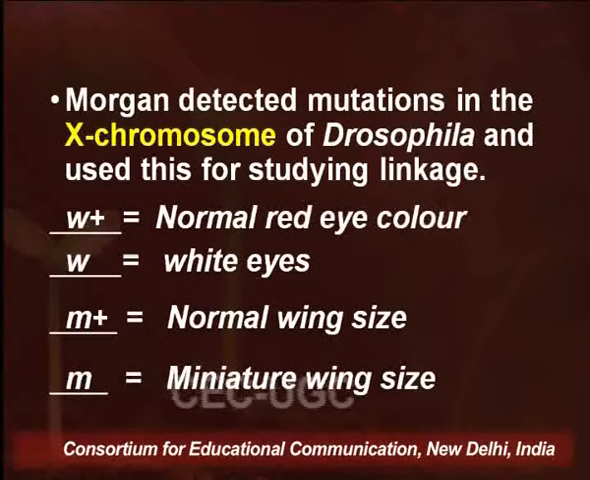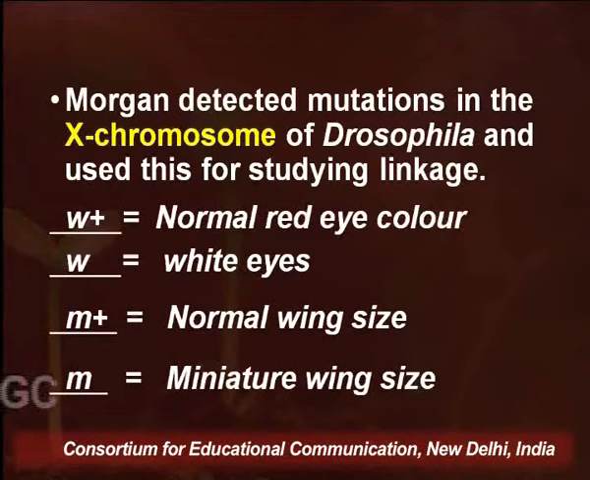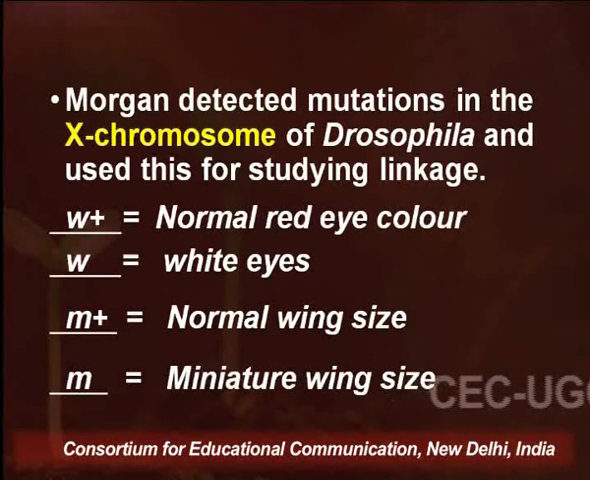Now Professor Morgan performed various interesting experiments to get to this whole idea of how to create a map, or at least how to quantify the distance and the order of the genes as they were located on the chromosome. So he detected mutations in the X chromosome of Drosophila, and he used this idea for the study of linkage. Learners, let me remind you, in case of male Drosophila, we find that there is the Y chromosome which is showing total linkage.